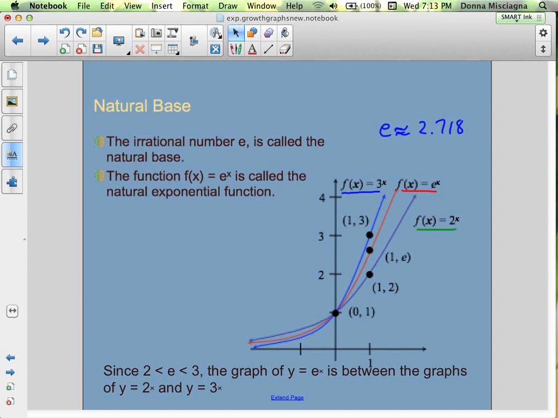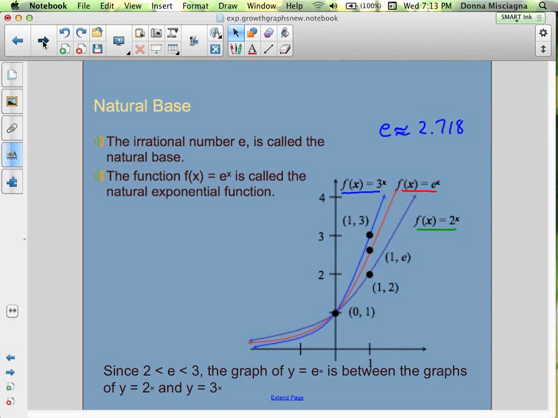All right. So they intersect at the point (0, 1), because whether it's 2, 3, or e, any of those raised to the 0 power is 1. But 3 to the first power is going to be 3, which is larger than e to the first power, which is e, or approximately 2.718, which is larger than 2 to the first power, which is just 2. All right, so that's the basic idea. Our parent graph there, e to the x.